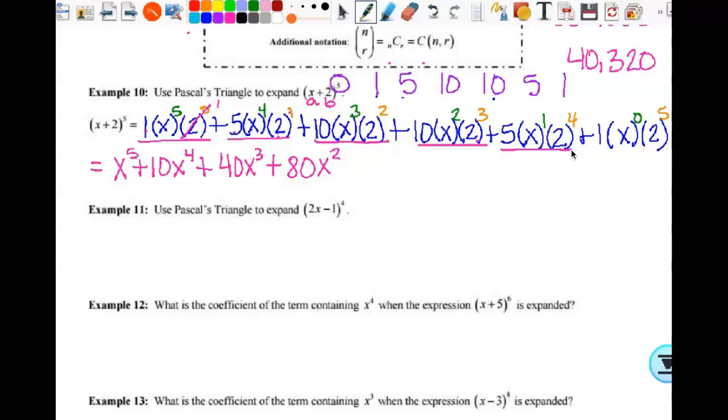Then here, what's 2 to the 4th? 16 times 5, 80 x plus 2 to the 5th, 32. So this is 32. What's x to the 0? 1 times 1 times 1, so that's just 32. All right. Any questions?